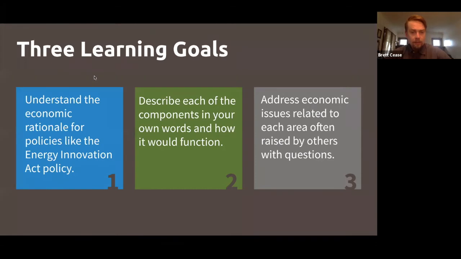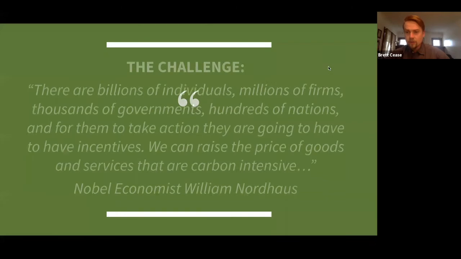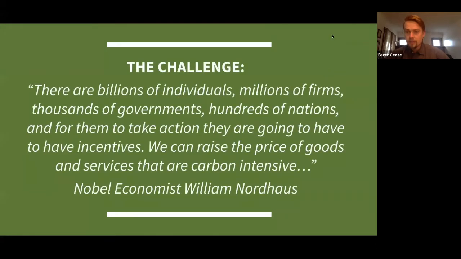To get us there, Bob's going to take us through a really simple agenda. We'll have a quick background, and then we'll discuss all 3 of those policy elements: the fee, the dividend, and the adjustment, and some of the economic background and considerations for each. So with that, I'll make sure that you're unmuted, Bob, and thank you all for joining us tonight. You are in for a real treat, and here we go.